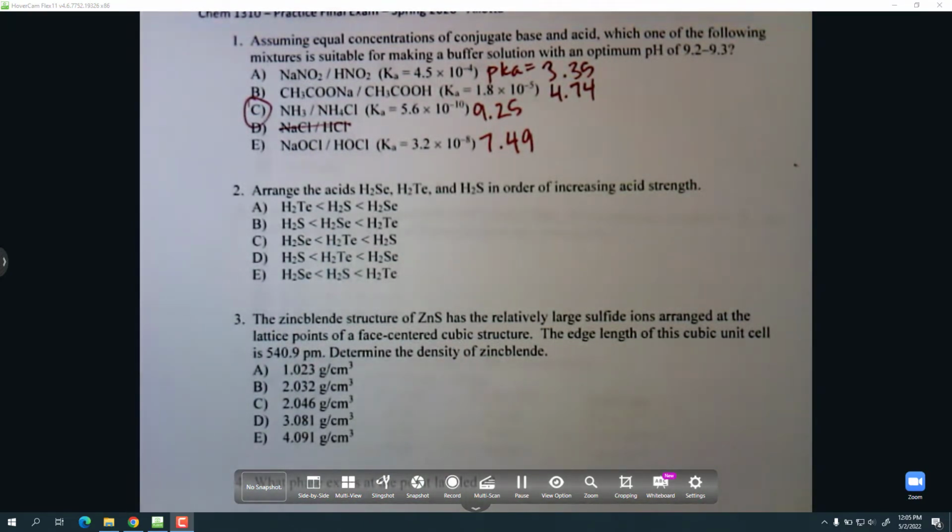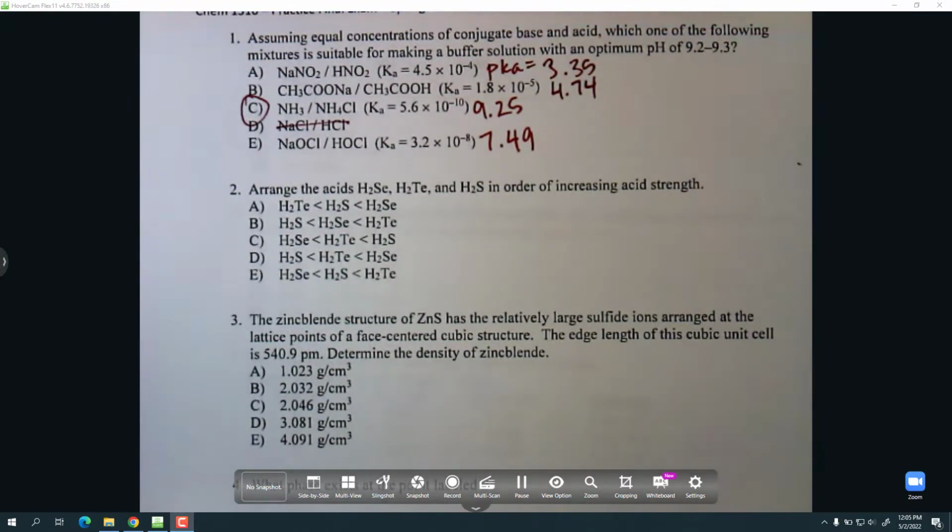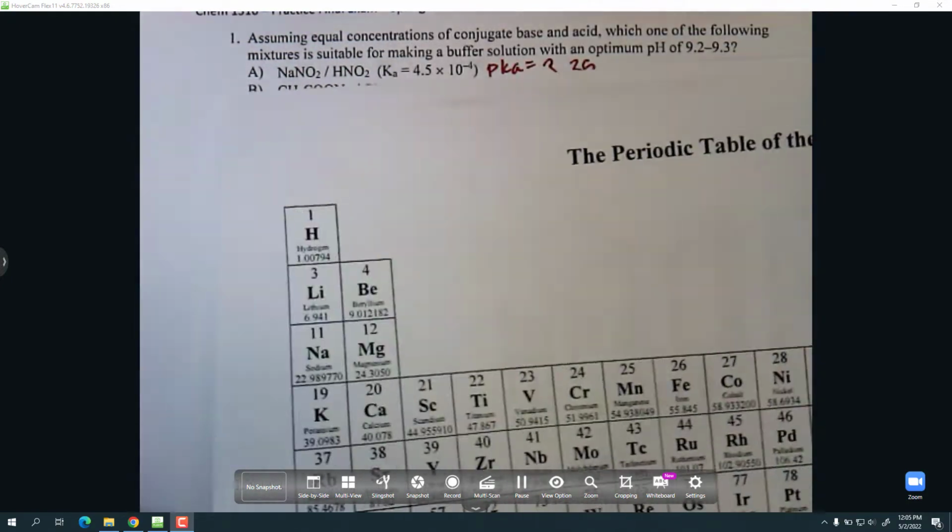All right, arrange the acids H2Se, H2Te, H2S in order of increasing acid strength. It's more light here. Let's see if that's better. Okay. So it's a little more focused.